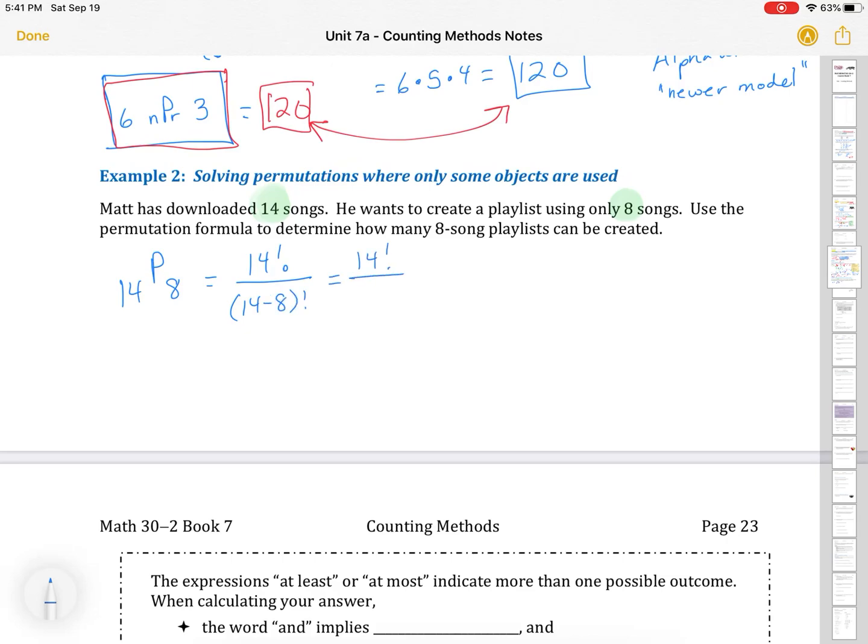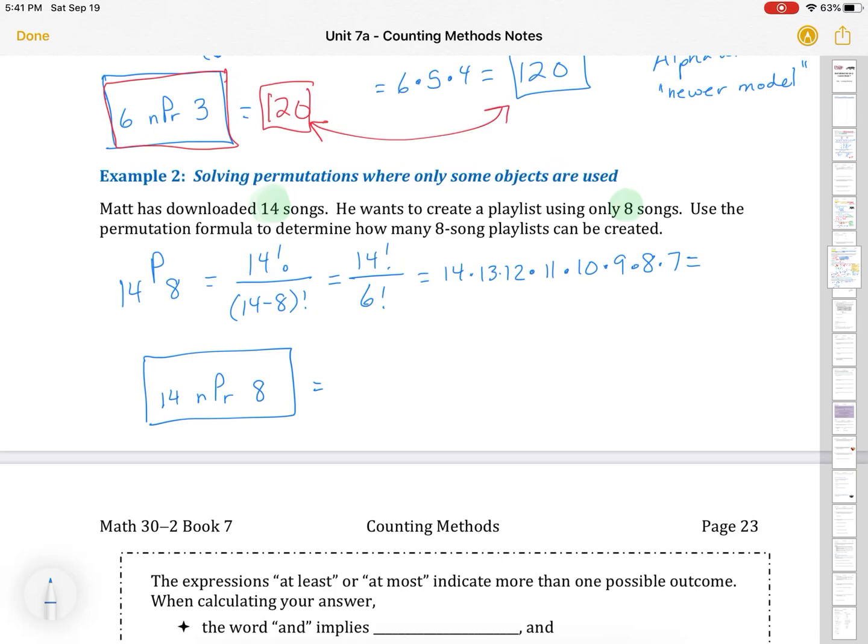Now you can use your formula to do it. So it'd be 14 factorial over 14 minus 8 factorial, which is equal to 14 factorial over, well, what's 14 minus 8? It is 6. 6 factorial. So that would be 14 times 13 times 12 times 11, 10, 9, 8, 7. And that will get you your answer. Or you can put it in your calculator. It'll be 14 and it'll say nPr 8, and let's see what we get there.